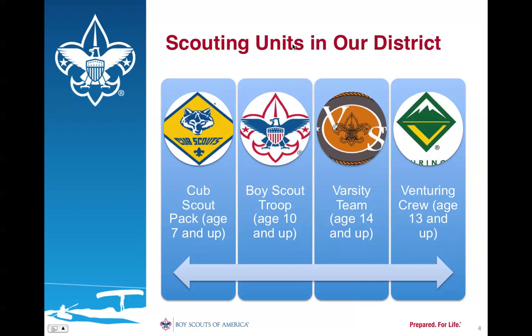Just to give you a little bit more detail, if maybe you're not familiar with the different units that we do have, Cub Scouts are for boys ages 7 and up, Boy Scouts are for boys ages 10 and up, varsity teams are for those 14 and up, and venturing crews are for boys and girls ages 13 and up. You might not be familiar with venturing crews or varsity teams. Varsity teams are in a lot of our LDS or Church of Latter-day Saints churches, and they're also in our Catholic churches as well. So these are two other areas that we do have heavy involvement in.